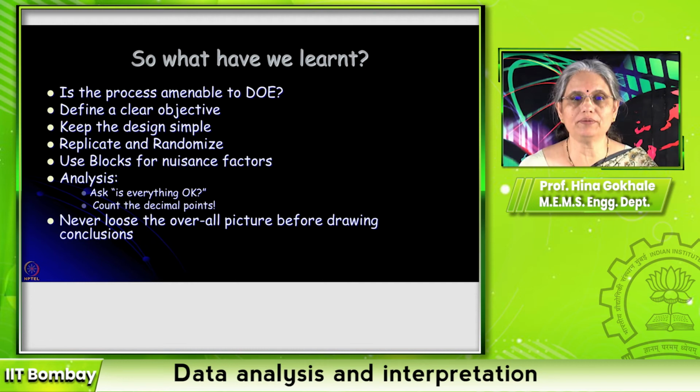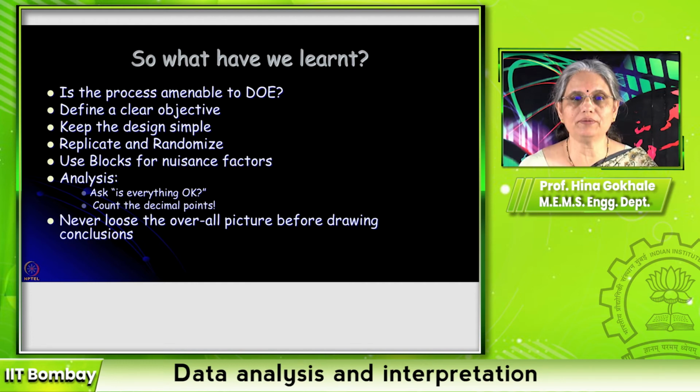Replication makes sure that the error between the sets of experiments is nullified or averaged out. Then blocking says that if you know there are nuisance factors, such as a shift or a person working in the process affecting it, you block those out and keep a systematic account of them also as an error factor, a controlled factor. Use blocks for the nuisance factor.